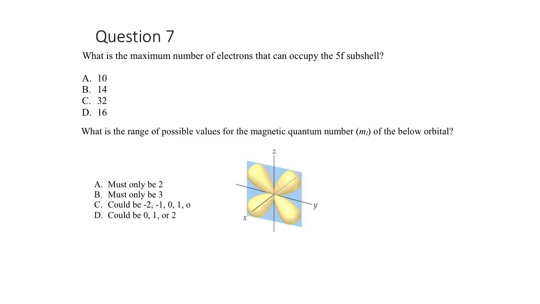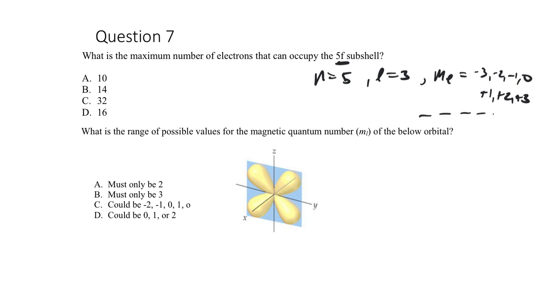Question 7, what's the max number of electrons that can occupy a 5f subshell? So a 5f subshell, let's think here, that would be n equals 5. The shape of an f orbital is L equals 3. And so then think of the m sub l's that are possible for L equals 3: minus 3, minus 2, minus 1, 0, plus 1, plus 2, plus 3. So that's 1, 2, 3, 4, 5, 6, 7. And so that's 7 orbitals that are possible.